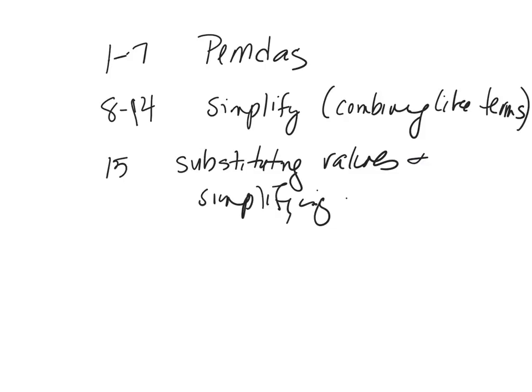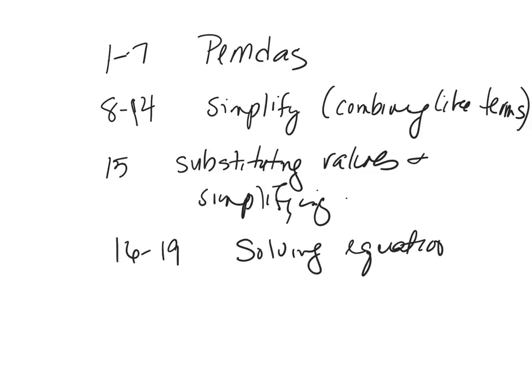Number 16 through 19 is solving equations for a variable. Okay, so you're leaving the variable alone. Your answer is going to be r equals 7 or p equals 8. So solving for a variable. Everybody get that? And now we go into some graphing stuff.